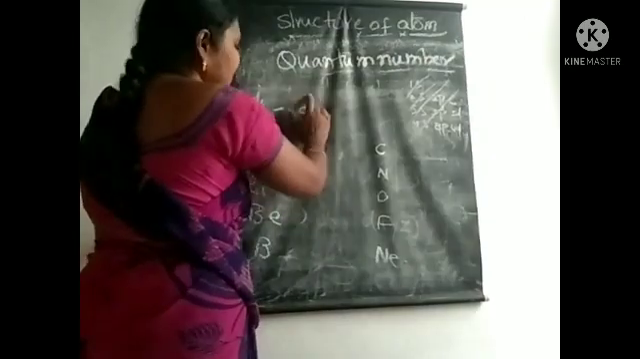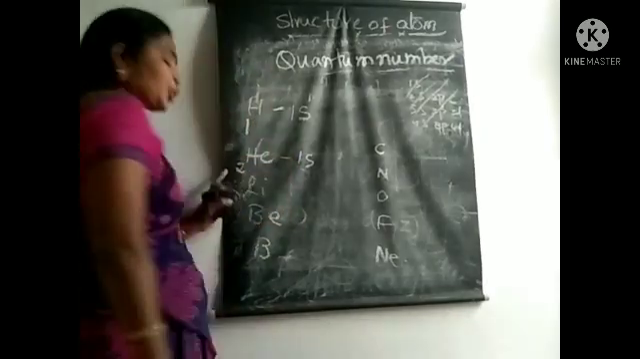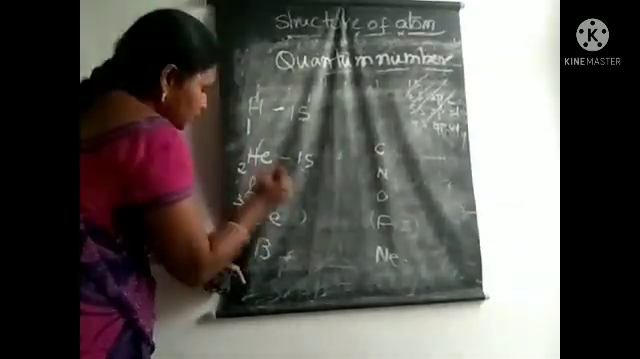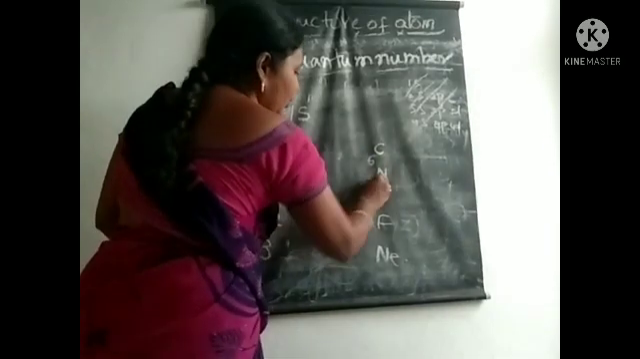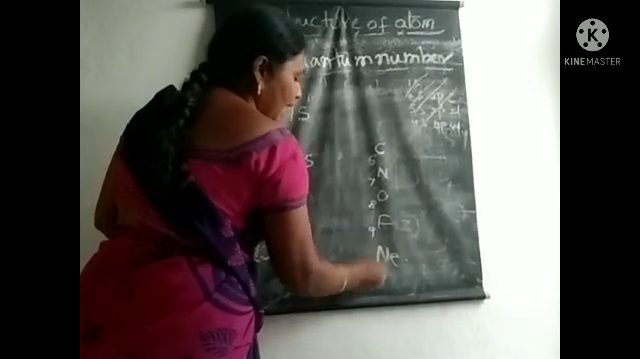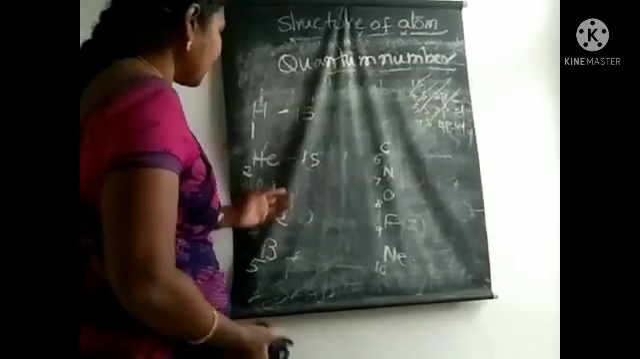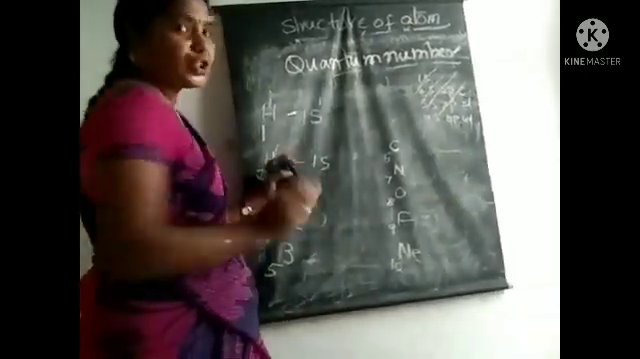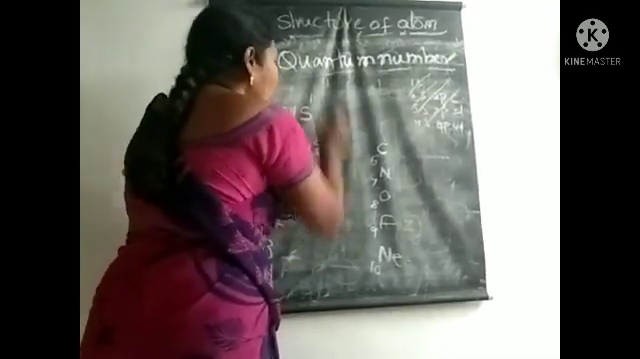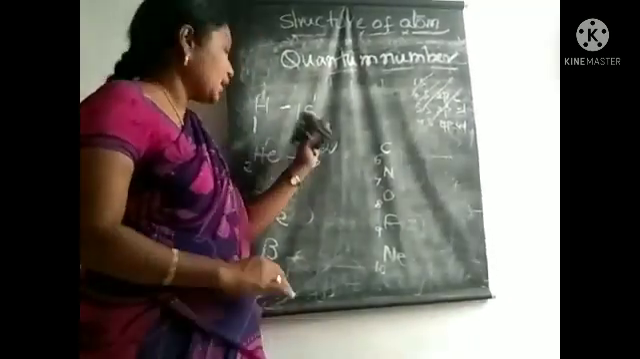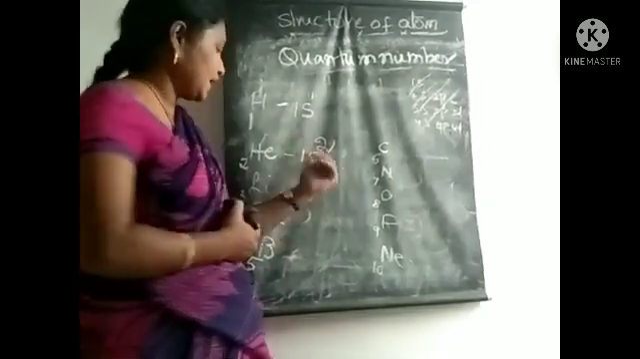First, hydrogen 1s1, helium 1s2. Helium has 2 electrons, lithium has 3 electrons, beryllium has 4 electrons, boron 5 electrons, carbon 6, nitrogen 7, oxygen 8, fluorine 9, neon 10. These are the electron numbers. Helium contains 2 electrons. It is a noble gas, an inert gas. Except helium, the remaining inert gases obey the octet rule.